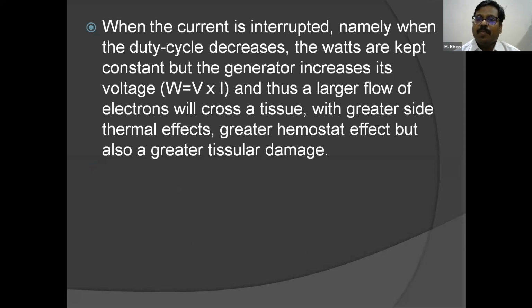When the current is interrupted, namely when the duty cycle decreases, the watts are kept constant, but the generator increases its voltage. That is W is equal to V times I. And as a larger flow of electrons will cross the tissue, there will be greater thermal effects. Greater hemostatic effect, but also a greater tissular damage.